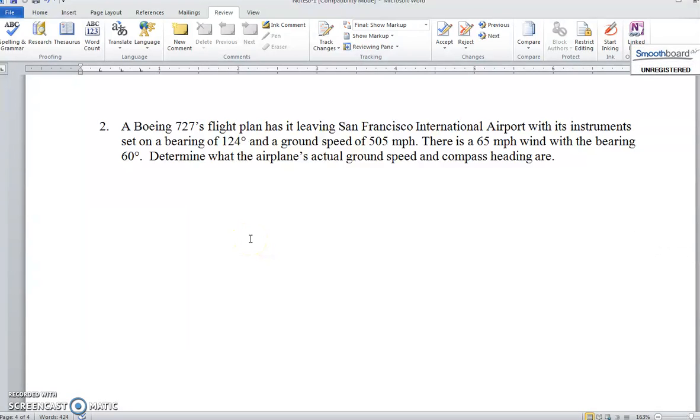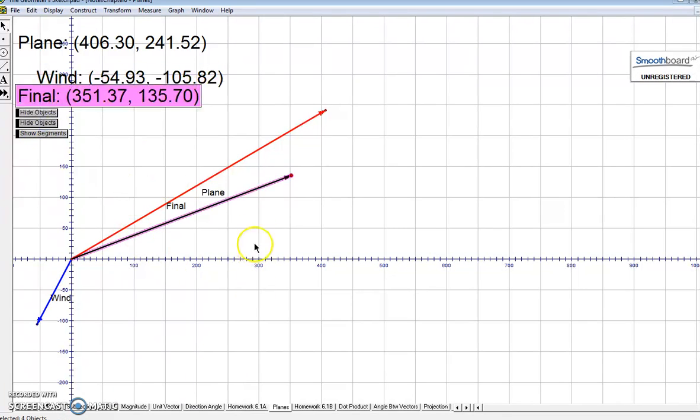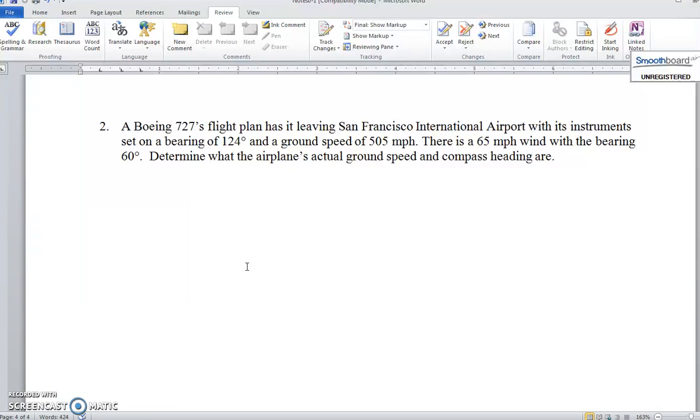Okay, so we have a 727. It's leaving San Francisco. It's on a bearing of 124 degrees, with a ground speed of 505 miles per hour. There's a 65 mile per hour wind with a bearing of 60 degrees. Determine what the plane's actual ground speed and compass headings are. So what we're trying to do, going back to Sketchpad here, with the wind, something like that, is figure out this black vector, what its magnitude is and what its bearing is, what the combined versions are. So a lot to go through here.